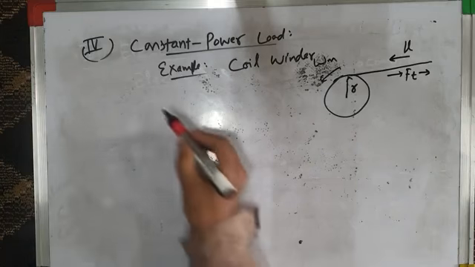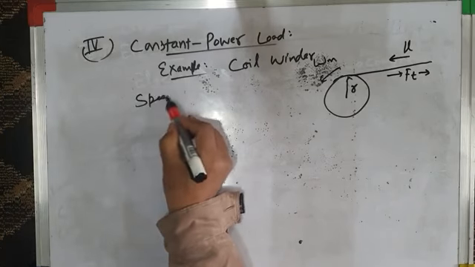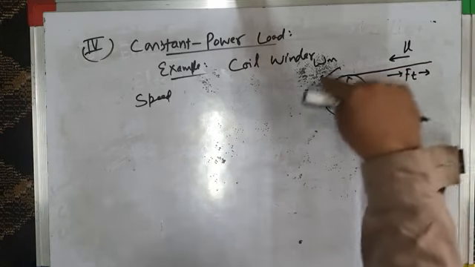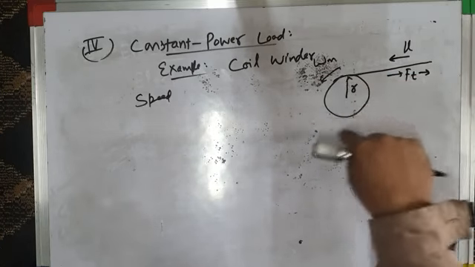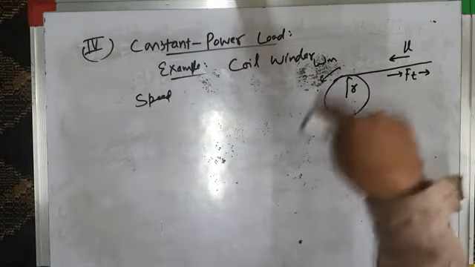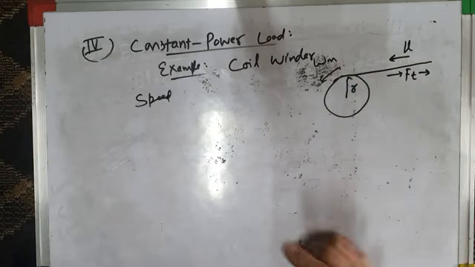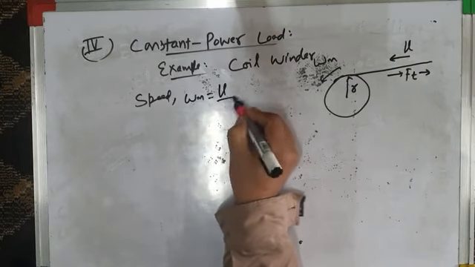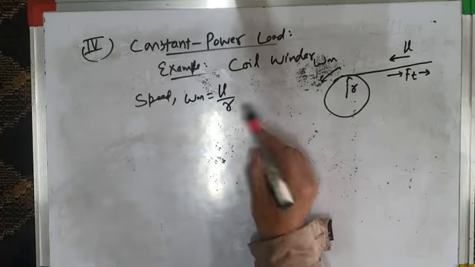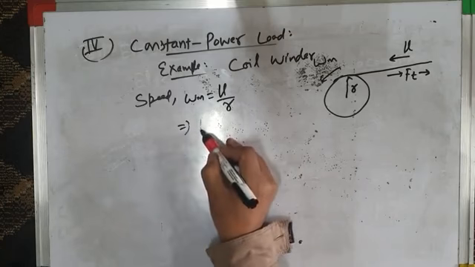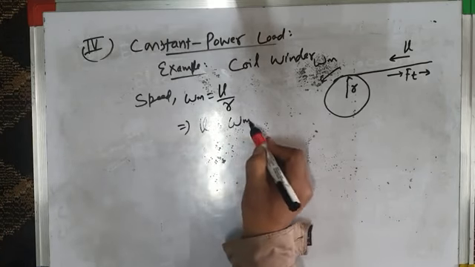Now what is the speed? The job of this is to roll the cloth, which may be this cloth, around this coil. This is called a coil winder. The job is to wind the cloth. The speed omega m is given by V by R, where V is the velocity and R is the radius of this pulley, right? So from this, V is equal to omega m into R.